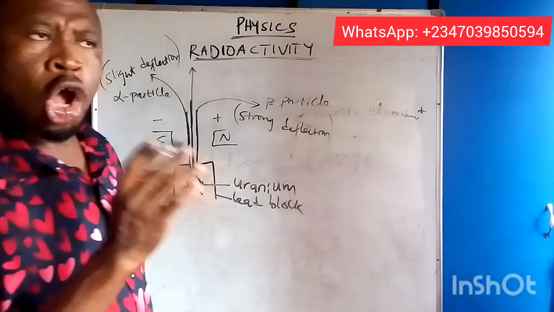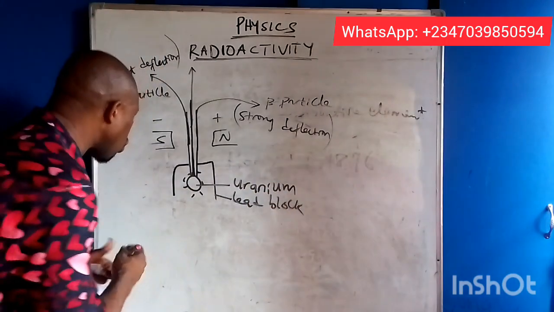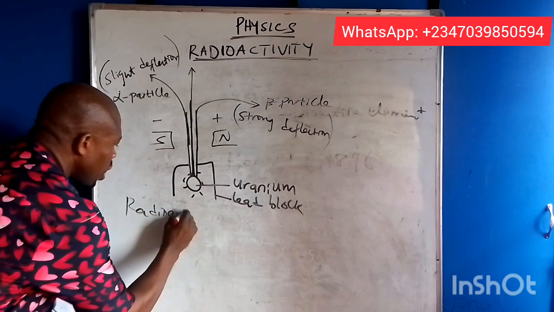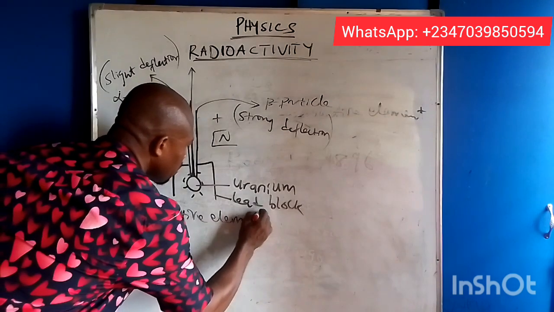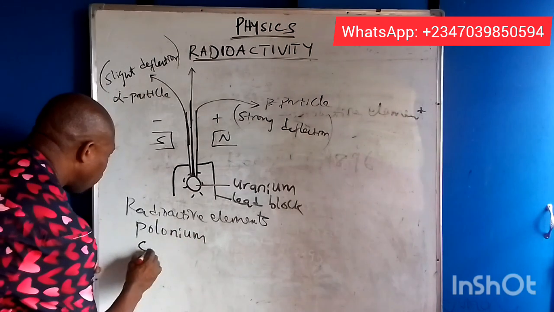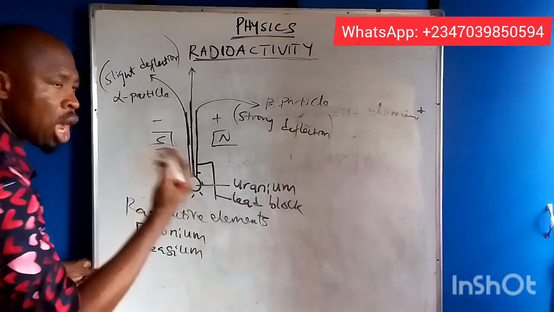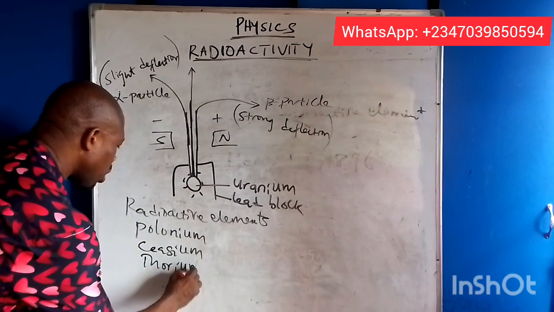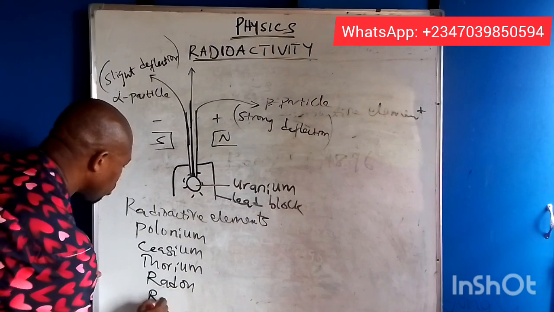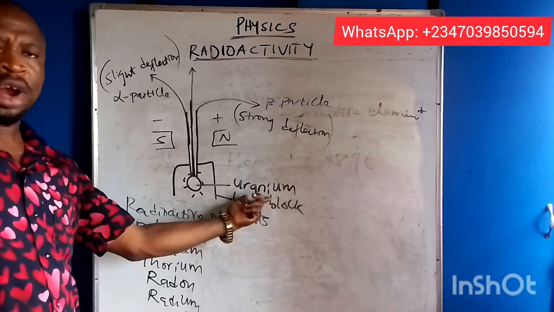Now there are other radioactive sources that can still exhibit this character. Radioactive elements are, we have polonium. Polonium is a radioactive element. We have cesium. Cesium is a radioactive element. We also have thorium. Thorium is a radioactive element. We have radon. We have radium. All these are radioactive elements. They can act the same way uranium acted here.